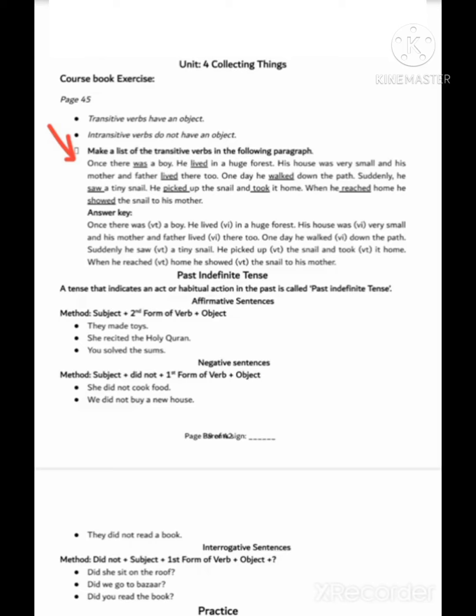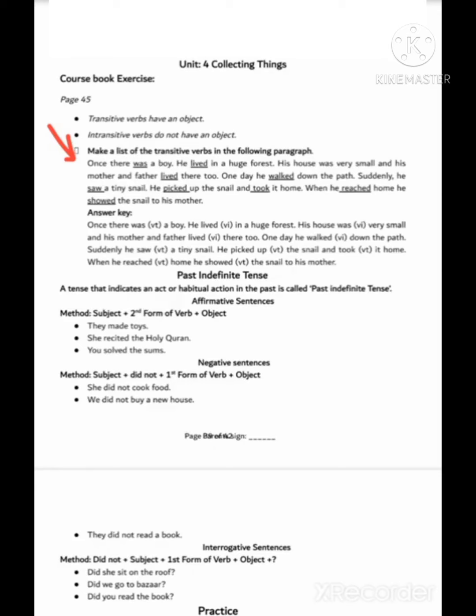Once there was a boy. He lived in a huge forest. His house was very small, and his mother and father lived there too. One day he walked down the path. Suddenly he saw a tiny snail. He picked up the snail and took it home. When he reached home, he showed the snail to his mother.